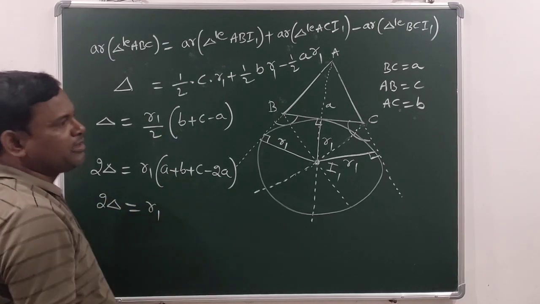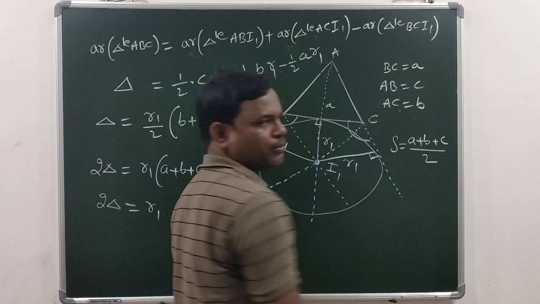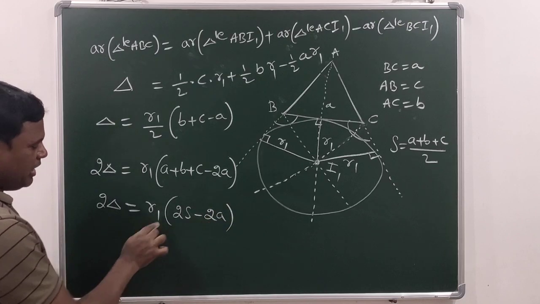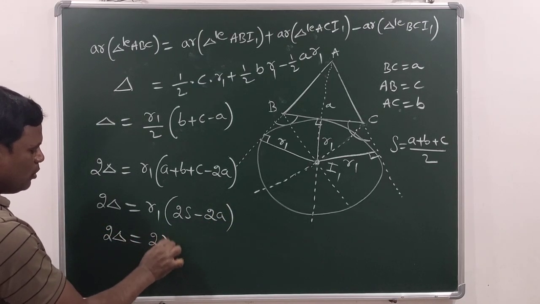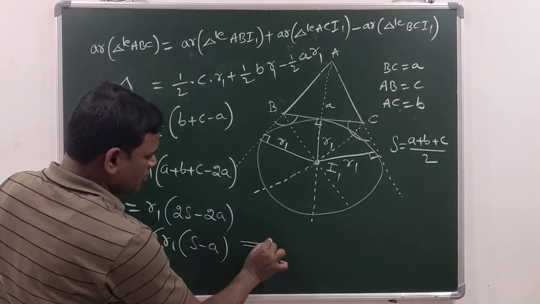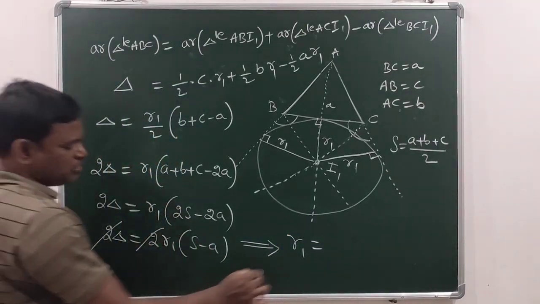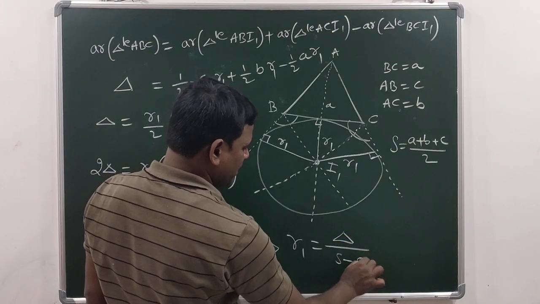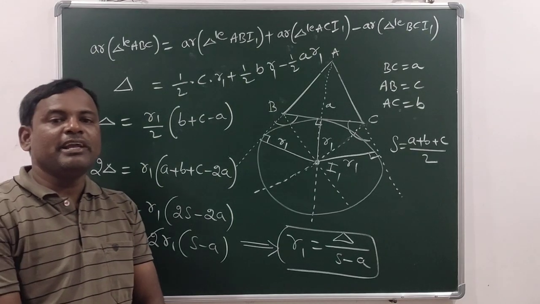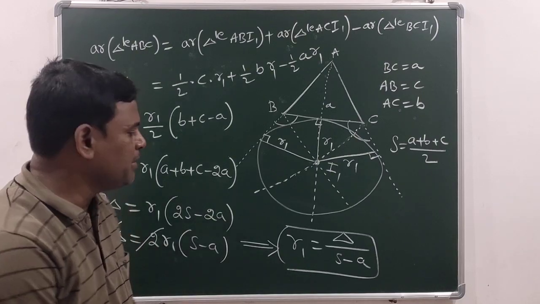As we know, S means the semi-perimeter, (a plus b plus c) by 2. Now a plus b plus c equals 2S, so we get 2S minus 2a. Take 2 common: 2 delta equals 2R1 into (S minus a). The 2 cancels, so delta is equivalent to R1 times (S minus a). Make R1 the subject. R1 is equal to delta by S minus a. So remember this: R1 equals delta by S minus a.